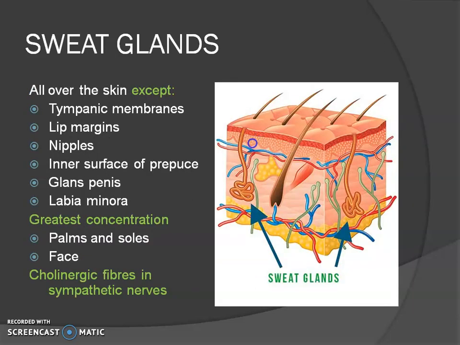Sweat glands. Sweat glands are distributed all over the skin except on the tympanic membranes, lip margins, nipples, inner surface of prepuce, glans penis, and labia minora. The greatest concentration is in the thick skin of the palms and soles and on the face. Sweat glands are coiled tubular structures that extend into the dermis and subcutaneous tissue. They are supplied by cholinergic fibers in sympathetic nerves.